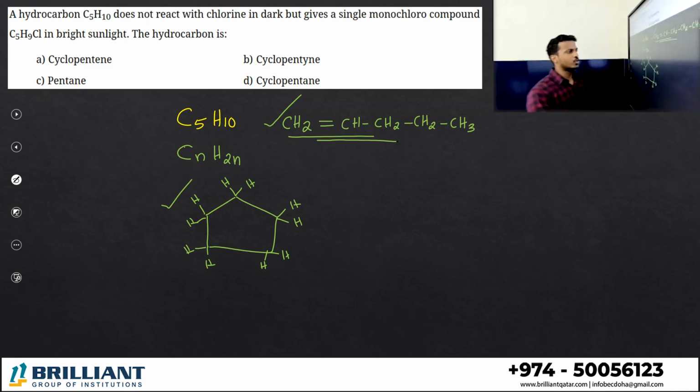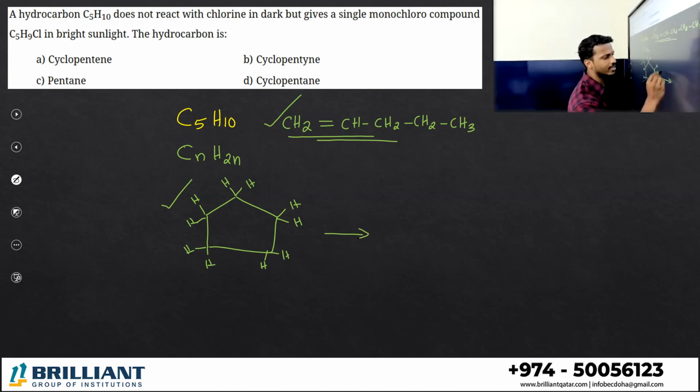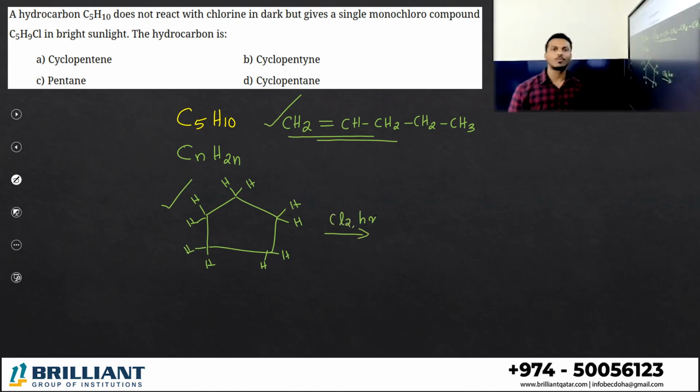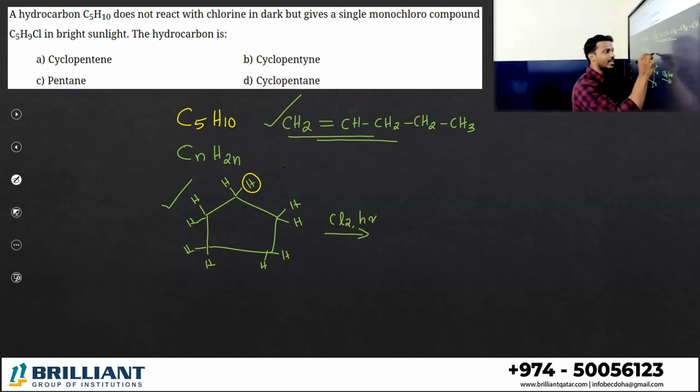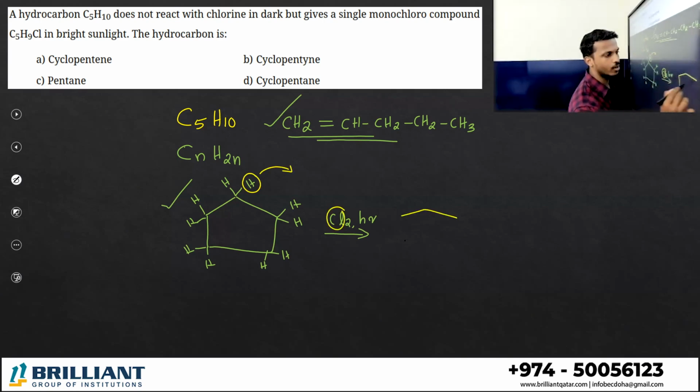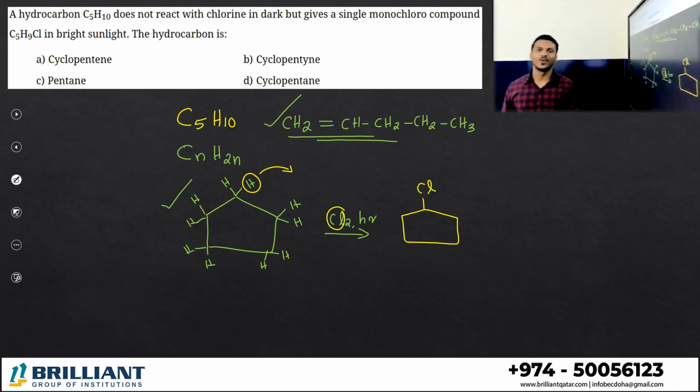So no problem. Let's do chlorination. You add Cl2 in presence of light, h nu. What will happen? A substitution. What is meant by substitution? One of the hydrogens is leaving, one chlorine is substituting. We will get the compound chlorocyclopentane. This is what happened.